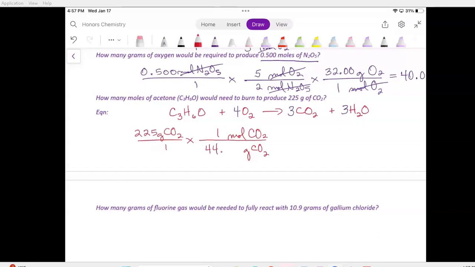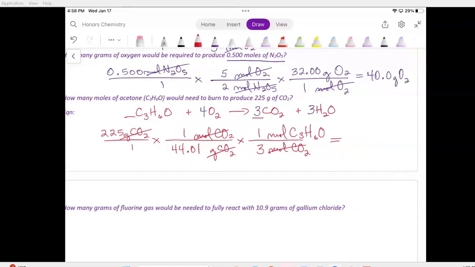So 44.01 grams are in 1 mole of CO2. And now I have moles of CO2. And since I have a balanced equation, I should be able to take that to moles of acetone. And that, from my balanced equation, is just 1 to 3. All right, and again, since we're at the answer that we want, now it's just a matter of plugging it in the calculator. And I got 1.70 moles of acetone.